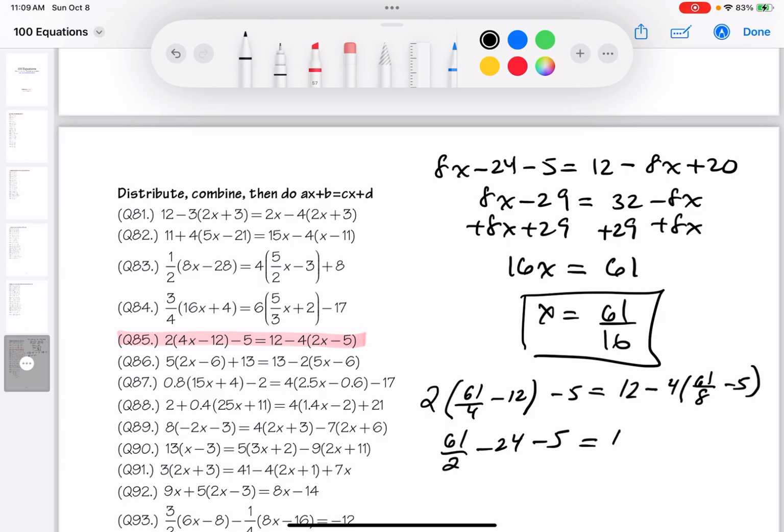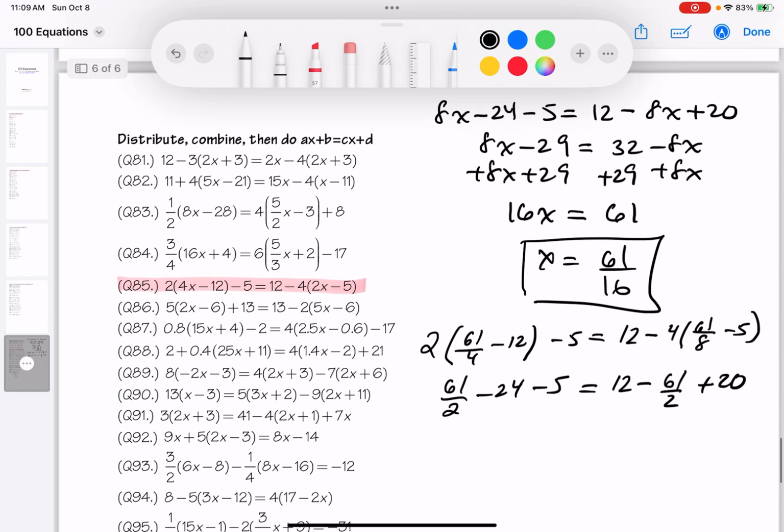What do you get over here? 12. What do you get over here? Minus 61 halves, and then plus 20. Now, let's keep going. What do you get? I think I made a mistake somewhere. Maybe not. Let's take a look. 61 halves minus 29. And this is going to be 32 minus 61 halves.